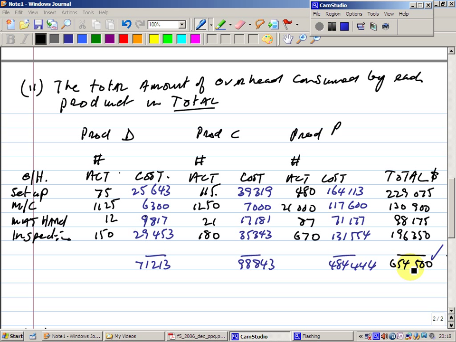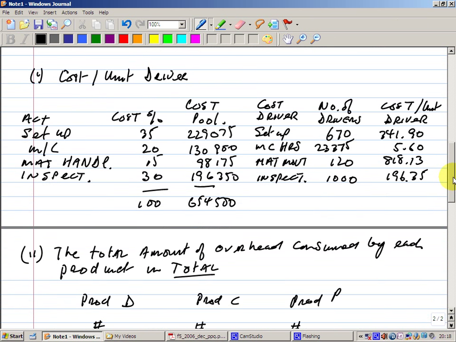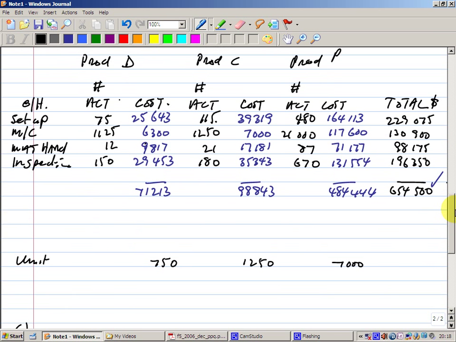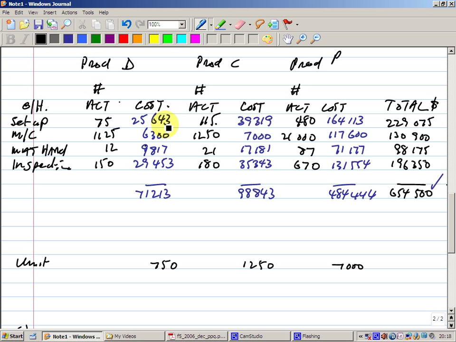Now the task is to actually split the costs between the products, and that's what we've done there by applying the activity level to the cost driver per unit. In the first case, 75 multiplied by 341.9, i.e. this figure here, gets us to the cost for product D in relation to setups, and so on.